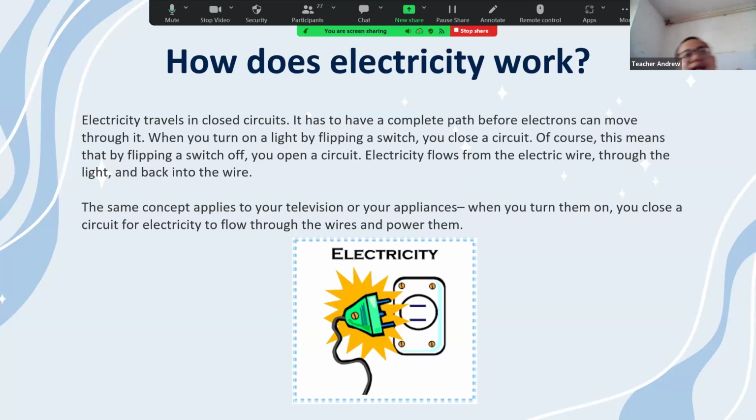So when you switch on a light by flipping the switch at the house, you close the circuit. When you close it, electrons can flow through it. Therefore, whatever is connected can light up, or you can use it. Electricity flows from the electrical wire through the lamp, for example, and back to the wire again. This concept applies to all appliances like TVs, PS5, or charging an iPhone. When you turn them on, you close the circuit so electricity flows through the wires and powers them.